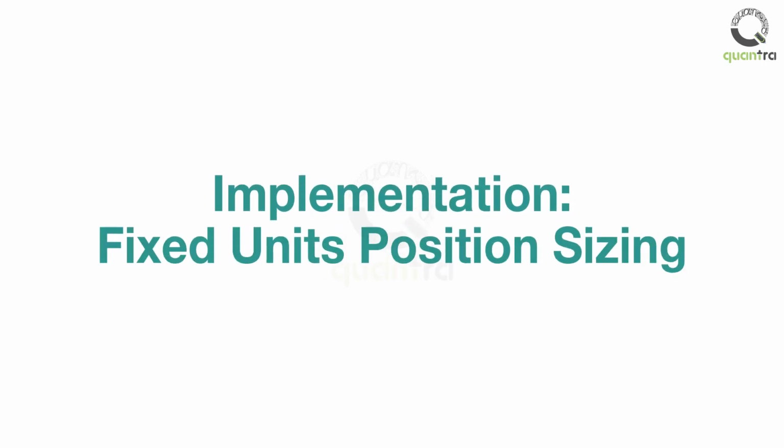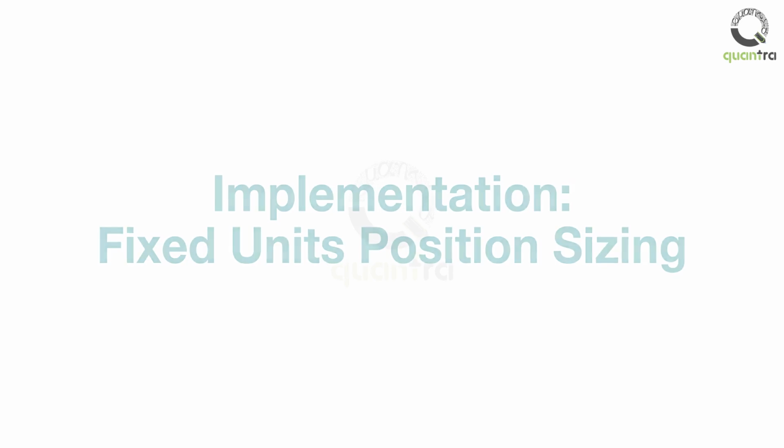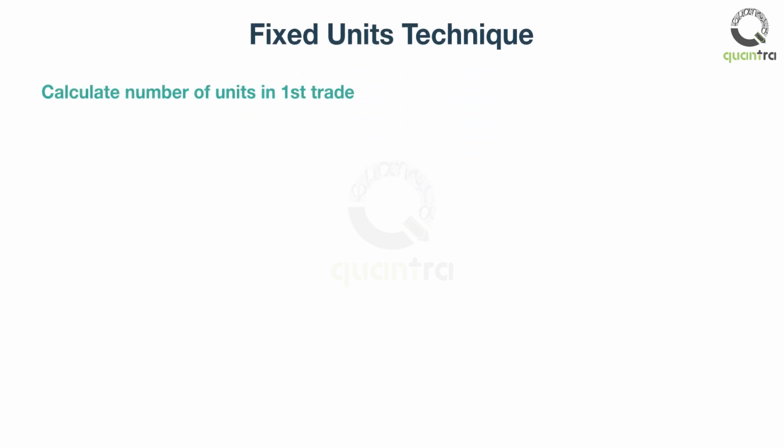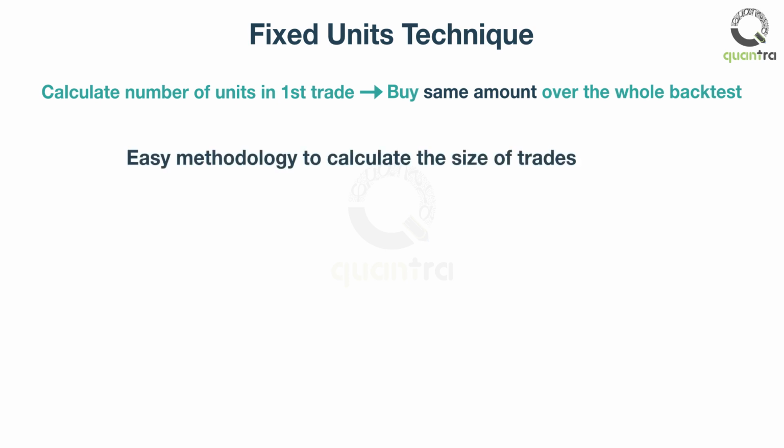Welcome to this video on the implementation of the fixed units technique. To apply the fixed unit position sizing technique, we will calculate the number of units of our first trade. Then, we will continue buying the same amount over the whole backtest no matter what's the cost of the underlying. As we have mentioned before, fixed unit is not a position sizing technique per se. It's just a very easy methodology to calculate the size of trades.